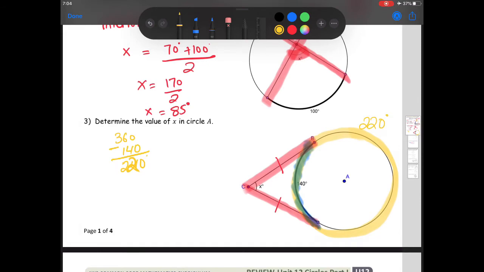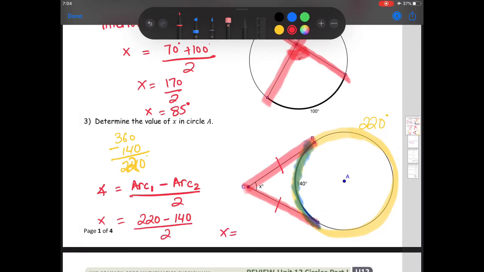Now I want to find this angle. Remember, if I compare it to 2 and 3, in number 2, the angle was on the inside, so we did arc 1 plus arc 2. Here the angle is on the outside, so we're going to write the angle is equal to arc 1, the bigger arc, minus the smaller arc, arc 2, over 2. So x is equal to 220 minus 140 over 2. So x is equal to 220 minus 140 is 80 over 2. x is equal to 40 degrees. And that's it.